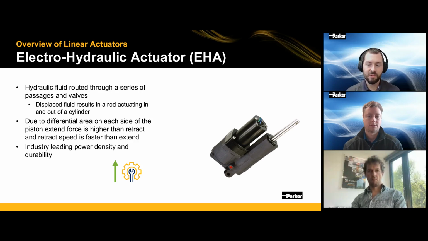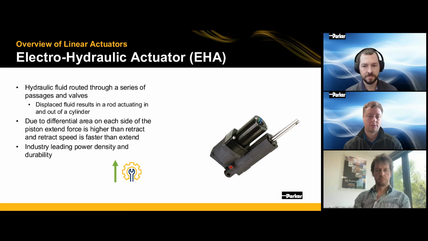The final type of linear actuator we're going to talk about here is the EHA, the Electro-Hydraulic Actuator. These are kind of a hybrid between typical hydraulic systems, where you'll have some pump, hoses, separate manifolds, cylinder blocks, and valving, and your traditional mechanical style. You've got a hydraulic pump that's directly coupled to an electric motor. And as that motor spins, you are displacing fluid, which flows through a series of passages and valves, which cause the rod to extend and retract.